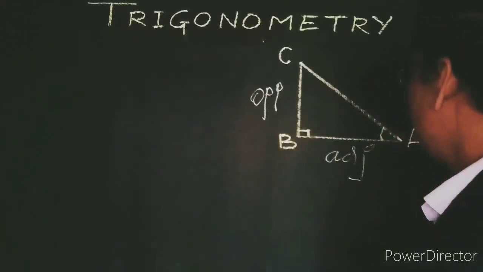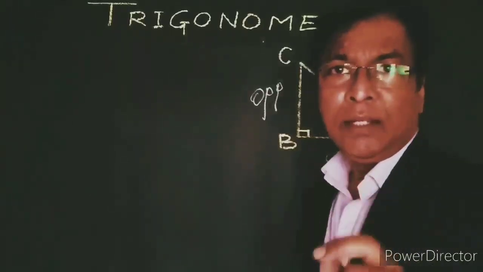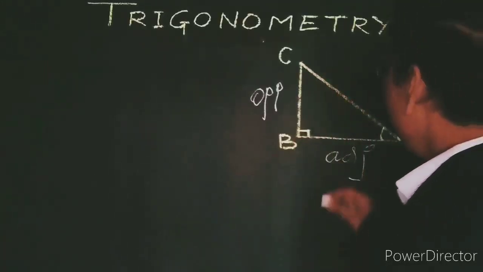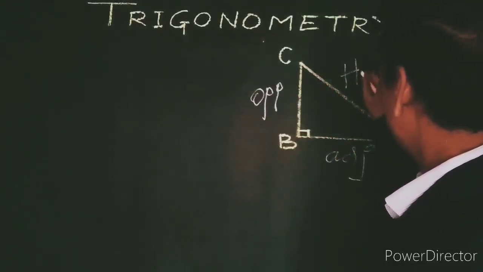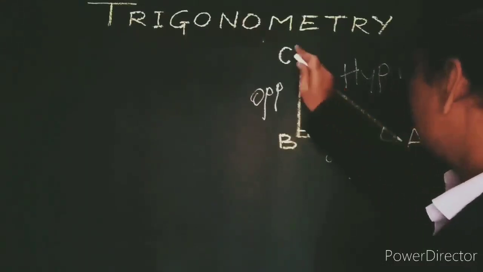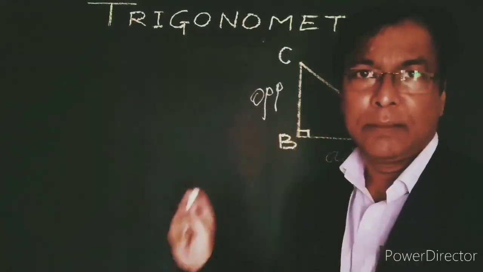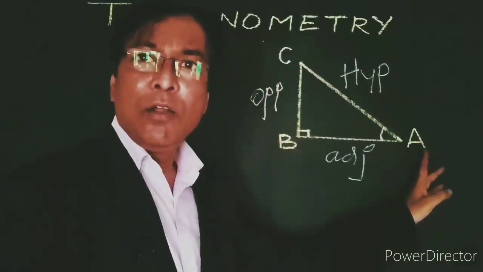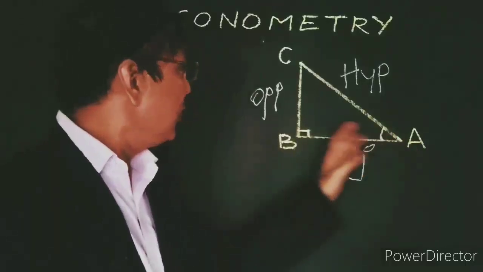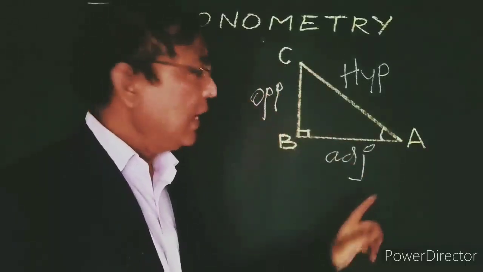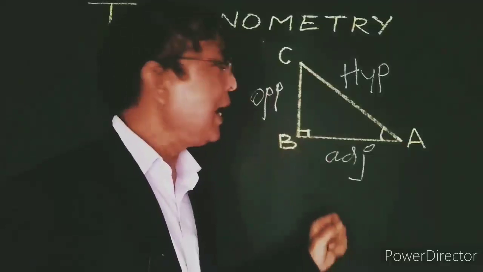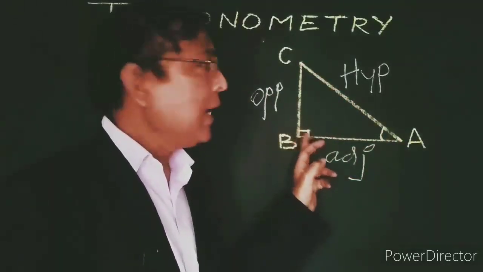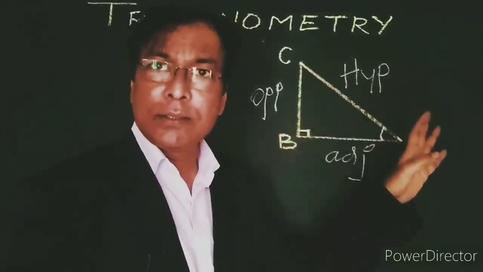And we know in a right-angled triangle, the side which is opposite to 90 degrees is called the hypotenuse. Therefore, side AC is called the hypotenuse. Here we have to remember, we are observing the triangle from angle A. Therefore, side BC is the opposite side, side AB is the adjacent side, and side AC is in front of the 90 degree angle. Therefore, it is the hypotenuse.